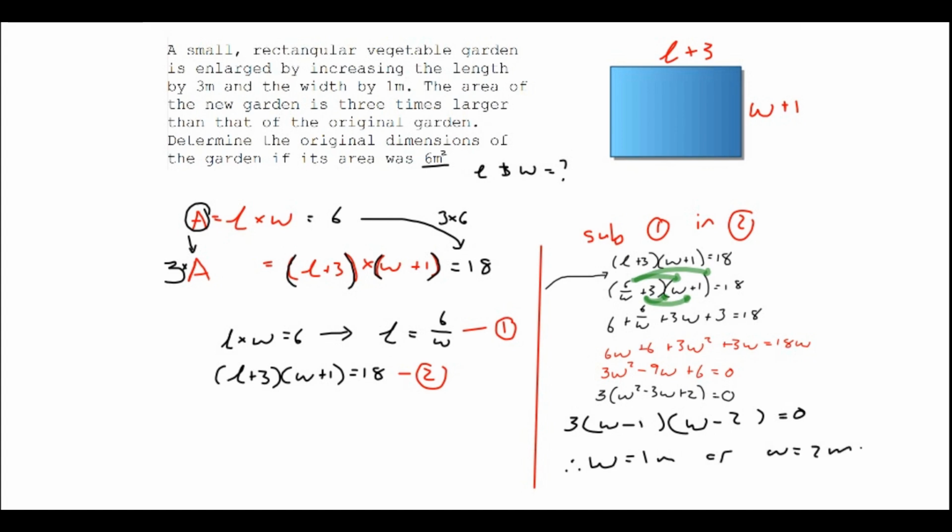Are we done? No, we are not. We still need the length. Alright, now to get the length, I'm going to carry on a new page. And what we need to remember is we have the width equals 1, or the width equals 2. And what we need to do is we're going to sub either of those. So let's just say sub width equals 1 or width equals 2 in equation 1.